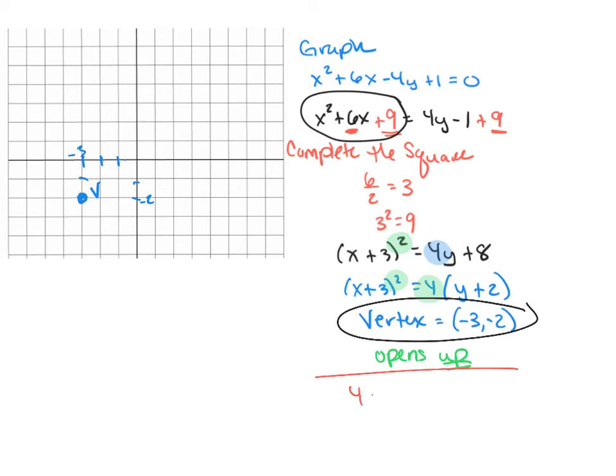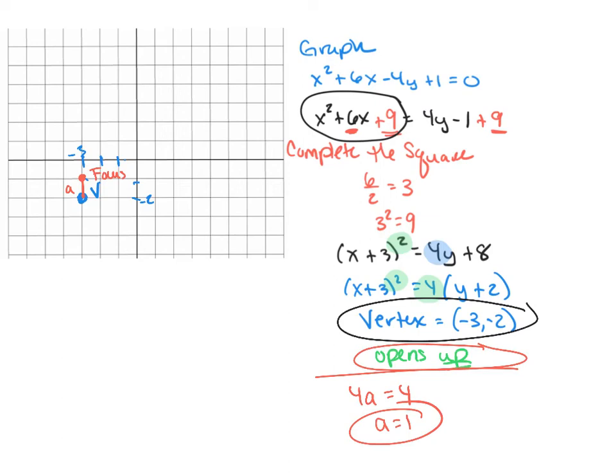So 4A equals the coefficient of the parentheses on the right-hand side. So 4A equals 4, which means that A is equal to 1. And since A is positive, and we know we're going up and down, we're going to travel up 1. There's A. And that gives us our focus.